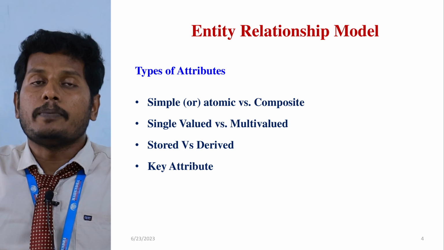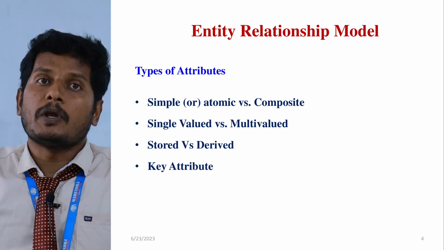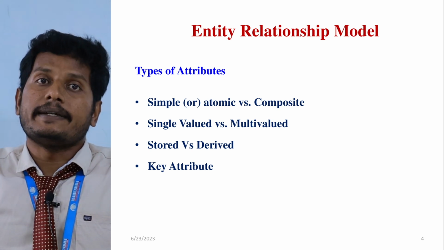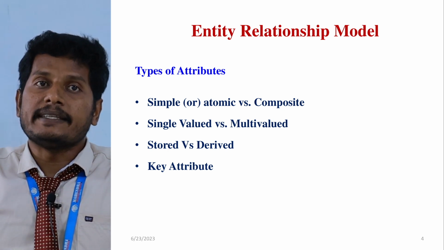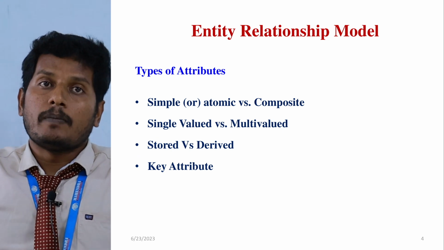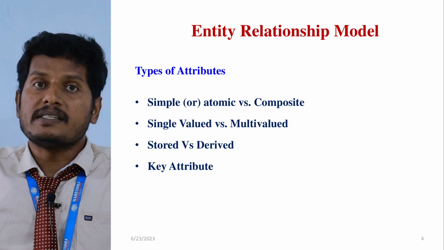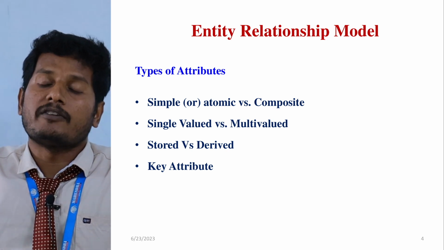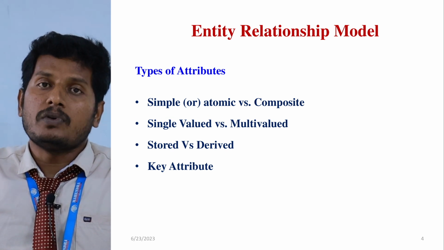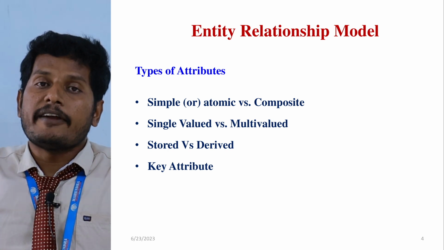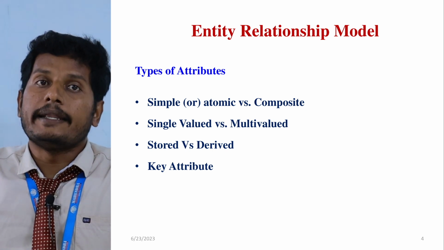The third type is stored attributes, otherwise derived attributes. A stored attribute stores some value, for example date of birth. Say we store the date of birth 26-1986. These values are stored in the attribute, so it is called a stored attribute. A derived attribute is derived from some other attribute. For example, age is derived from date of birth. This is called a derived attribute.